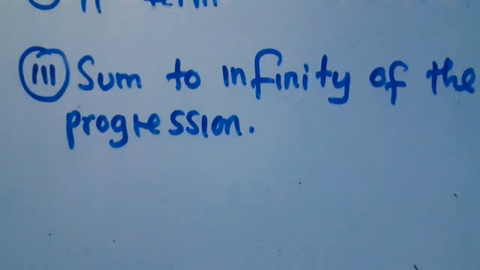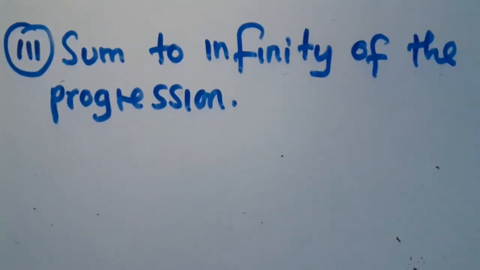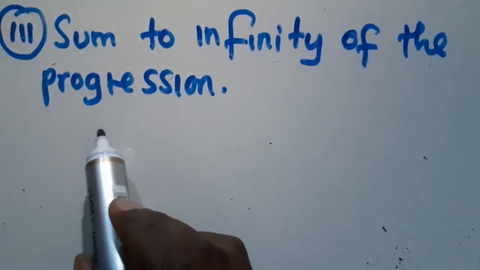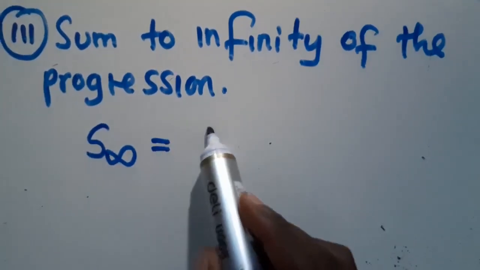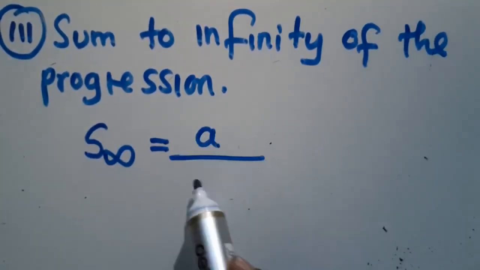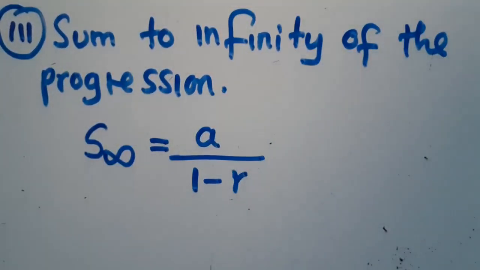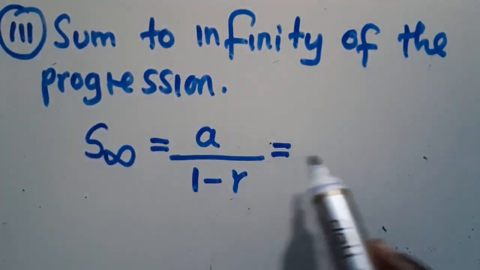So I told you that you can only find the sum to infinity if the common ratio is less than 1. If the common ratio is greater than 1, then you cannot find the sum to infinity for that particular progression. So sum to infinity is equal to A, which is the first term, over 1 minus r. This is what you are going to do. You know that you can substitute there direct, where you say, what is your first term?